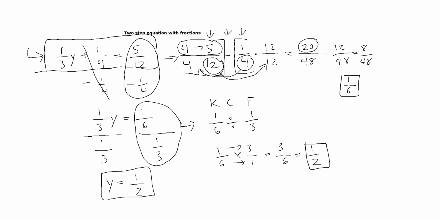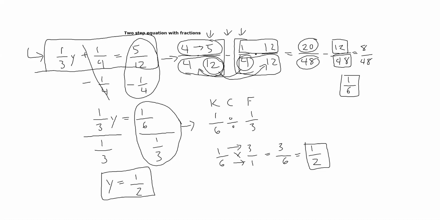And 4 times 12 gives me 48. That's where I got this from. The other one is 1 times 12, which is where I got this 12 from. And then 4 times 12 is exactly where I got this 48 from. Notice, now that they have the same denominator, I'm allowed to just subtract the numerators.